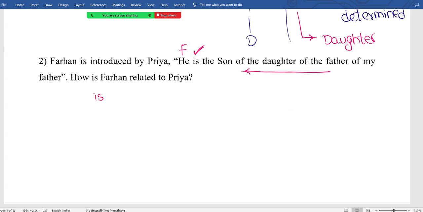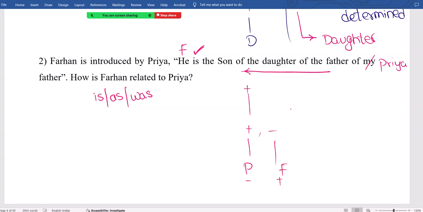When you see the words is, as, was, after that read from back to front. Why? Because of the word of. What is the reason, sir? Of. So my father, daughter, son. My means here Priya. Read from back to front. Priya, father, daughter, son. Priya's father's daughter's son is Farhan.